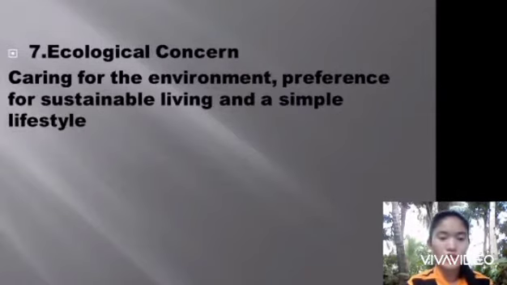Ecological concern: caring for the environment, a preference for sustainable living and a simple lifestyle. These are some examples of ecological concern: preserving rainforests, saving endangered species, and keeping drinking water safe.